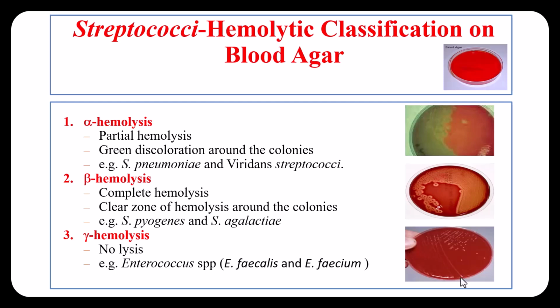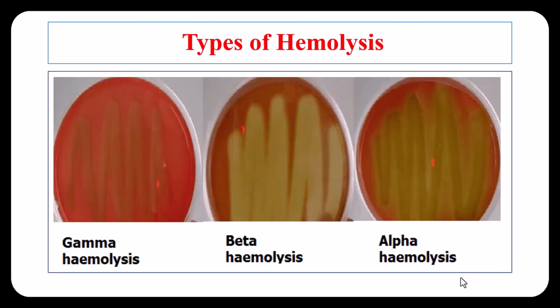Another group produces gamma hemolysis, such as Enterococcus species, Enterococcus faecalis and Enterococcus faecium, and that means they are non-hemolytic, with no destruction of the red blood cells on blood agar. In this image, you can see the three types of hemolysis of the streptococci on blood agar. In the first image, there is no change on the blood agar. They are non-hemolytic, which is the gamma hemolysis type.